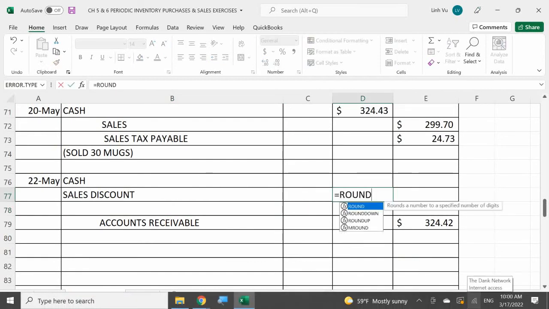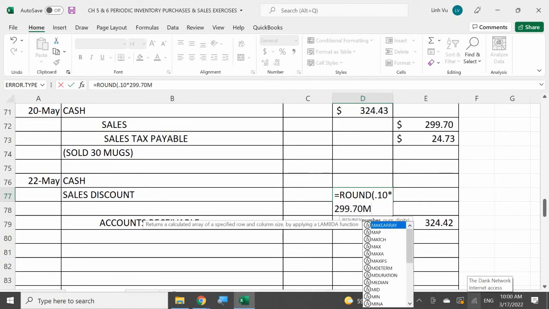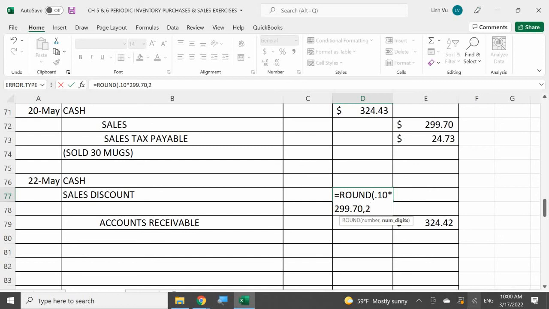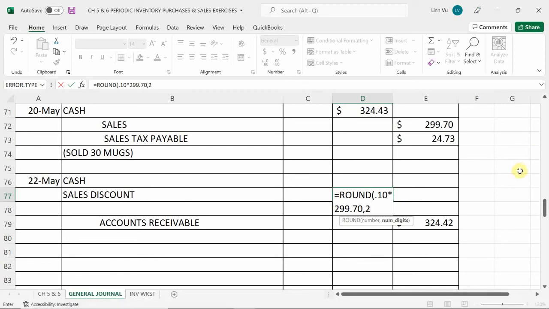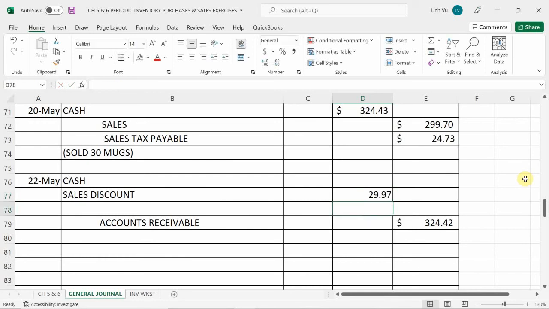10% of $299.70 is going to give me $29.97.